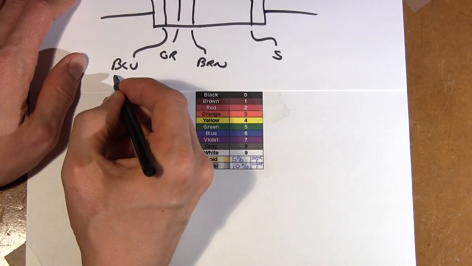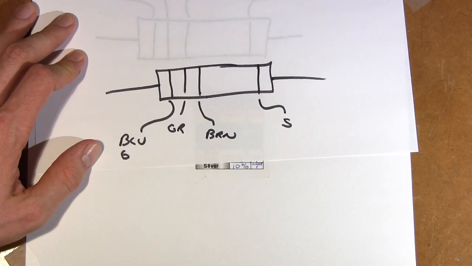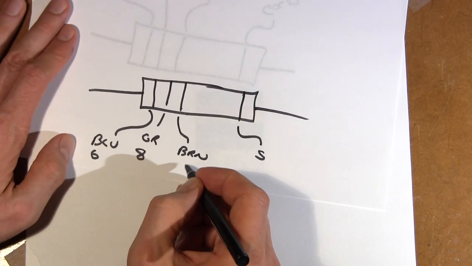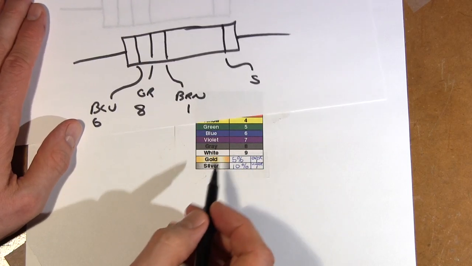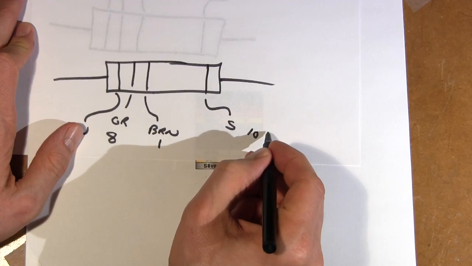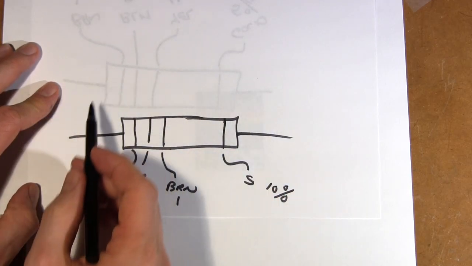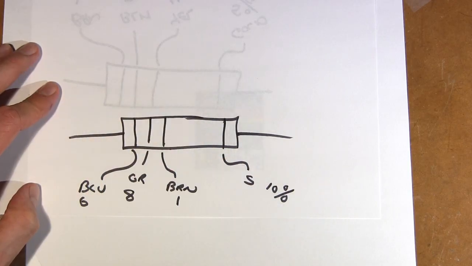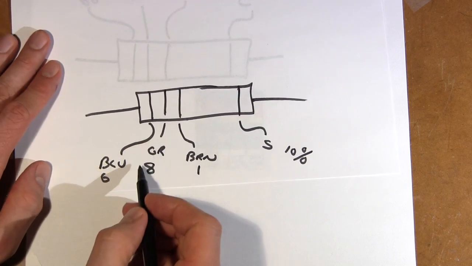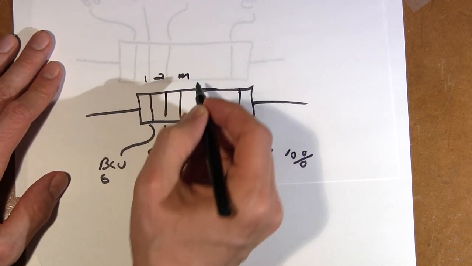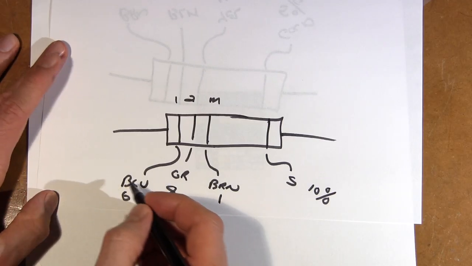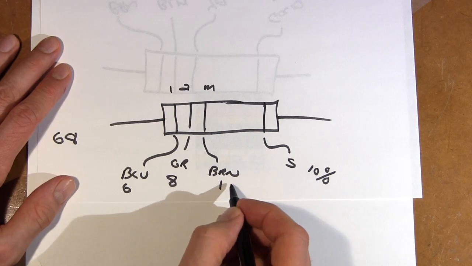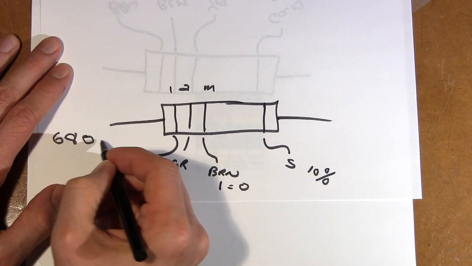We know that blue is 6. We know gray is 8. We know brown is 1. And silver is 10%. That means that this resistor will be within 10% of what its rating is if we were to measure it. So again, we leave the first and the second significant figure the same. So we have 6, 8, and this is 1, so that would equal 1 zero, so 680 ohms.